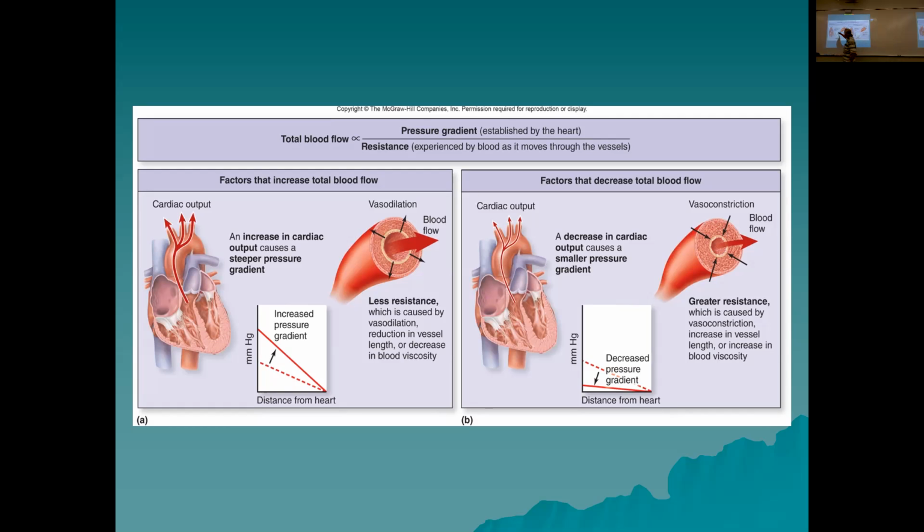Okay. Factors that increase total blood flow: an increase in cardiac output, increase in blood flow. Vasodilation, larger opening of the vessel, more blood flow. Factors that decrease total blood flow: same two things, opposite. Decrease in cardiac output, decrease in blood flow. Decrease in the size of the opening in the blood vessel, vasoconstriction, the lower the blood flow. Okay.